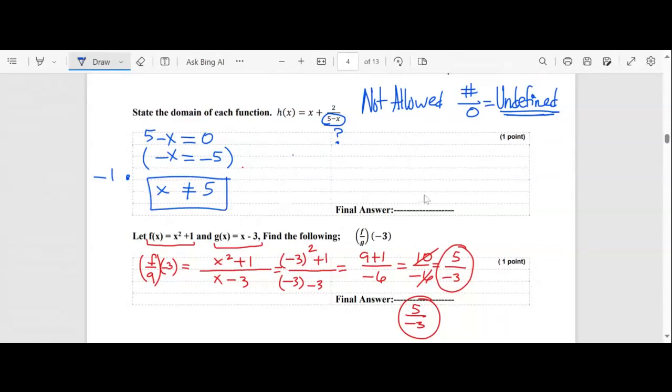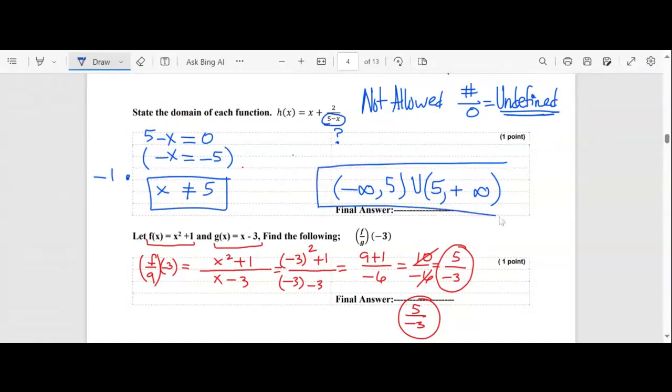So it's not allowed to have 5. So the domain here is going to be from where to where? All the numbers from 5 but not 5 to positive infinity, union from 5 but not 5 to negative infinity. Is that clear? All right. Next one.